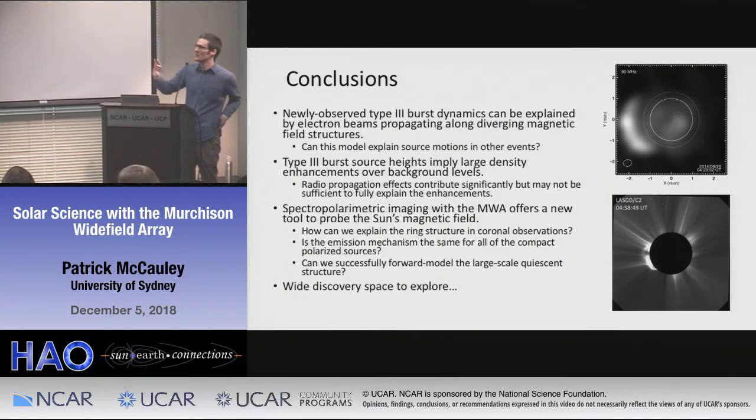But the puzzle is we don't really understand why it should produce emission so intensely. So there's a lot of unanswered questions. There's a very wide discovery space, and you should look forward to a number of things to come from this instrument in the future. So thank you.